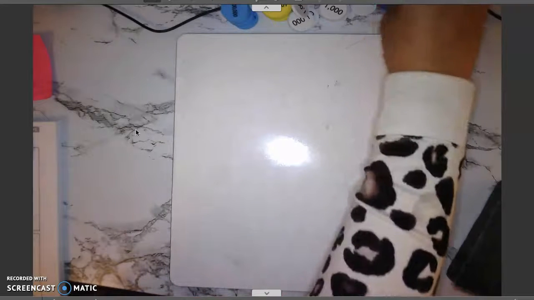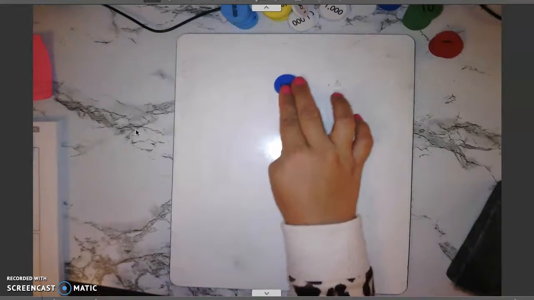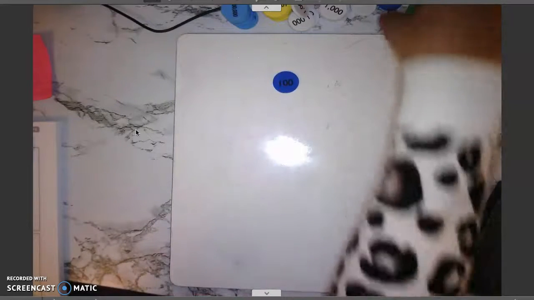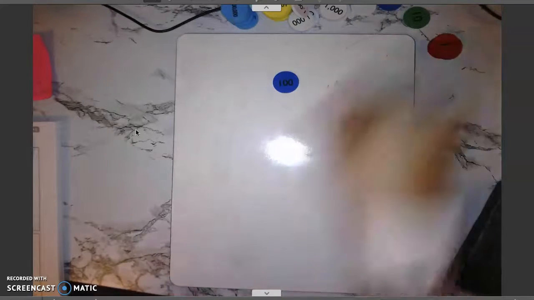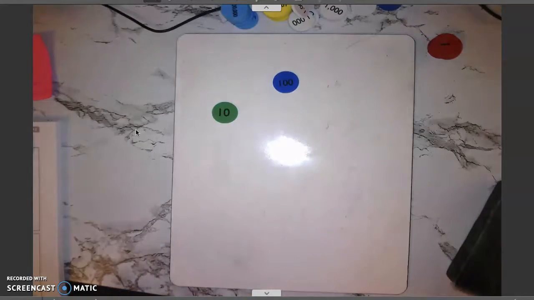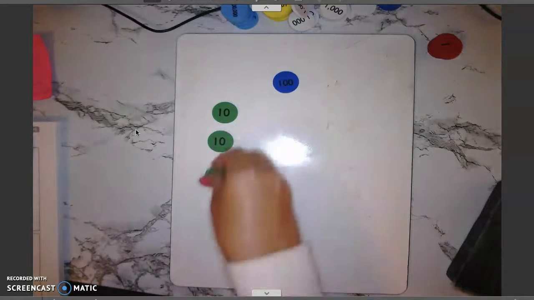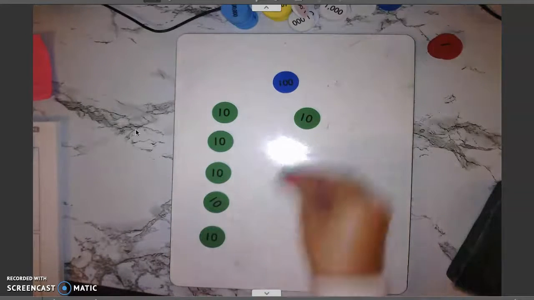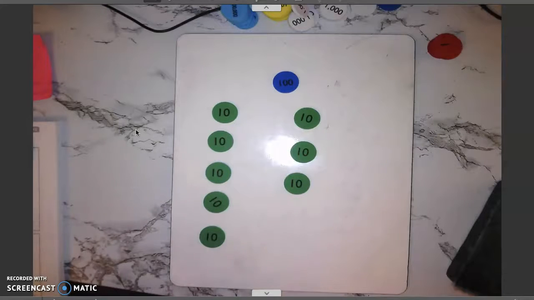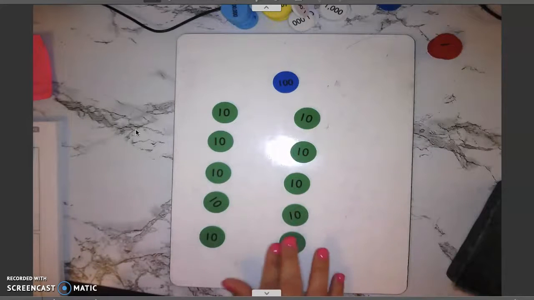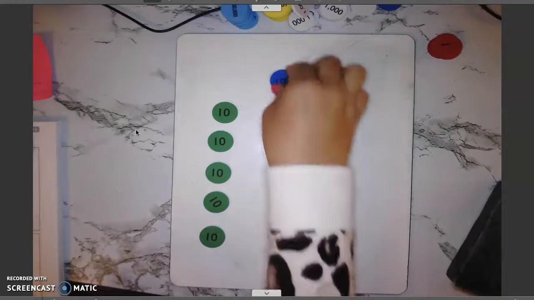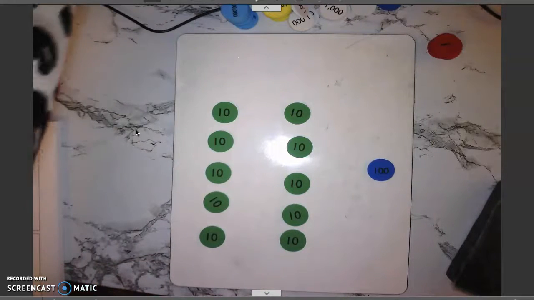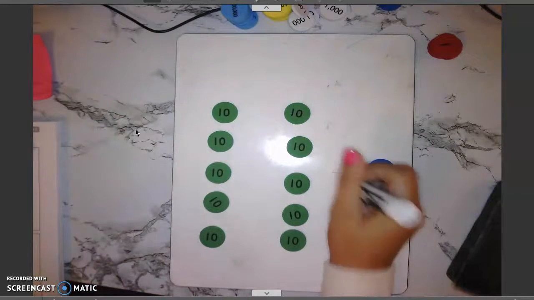So, to review, we learned back in kindergarten and first grade and second grade that we can create the number 100 by making 10 groups of 10. If I count 10, 20, 30, 40, 50, 60, 70, 80, 90, 100. We know that 10 groups of 10 is the same as 100. They are equal.